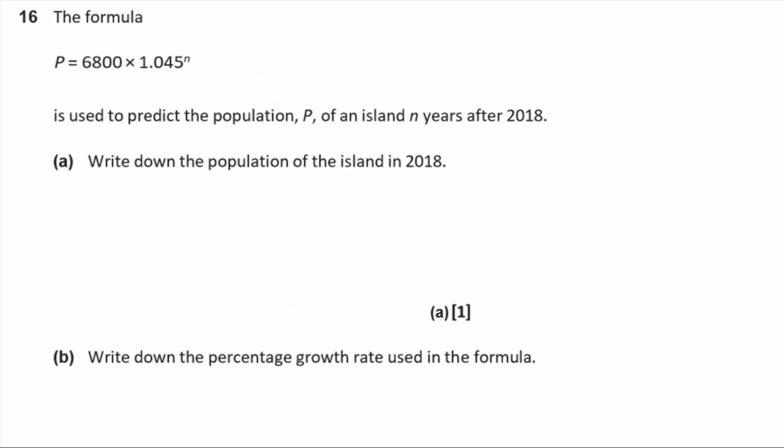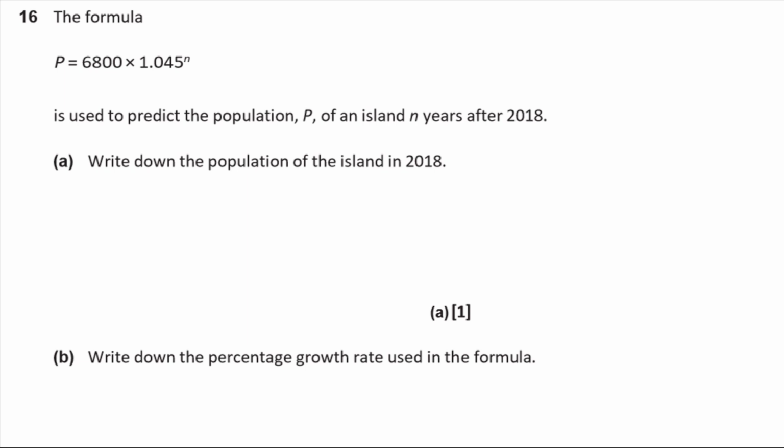Question 16. The formula P equals 6,800 times 1.045 to the power of n is used to predict a population P of an island n years after 2018. Write down the population in the island in 2018.